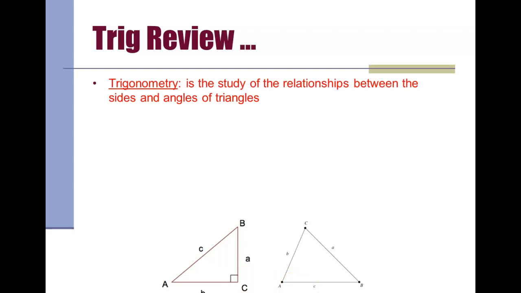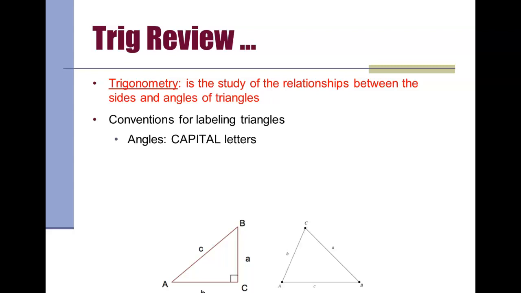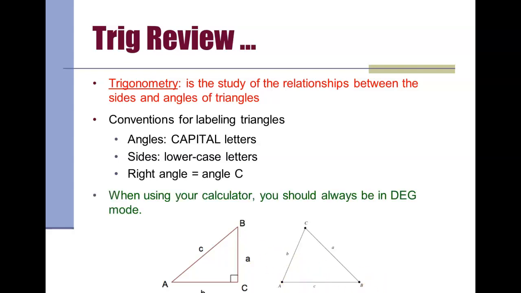All right, the first thing is the definition of trigonometry. Trigonometry is the study of the relationships between the sides and angles of triangles. We're going to be very careful to make sure that we label our triangles correctly. All of our angles are going to have capital letters, and opposite those angles will be the corresponding sides, and they will have lowercase letters. We will always label the right angle as angle C. Also in physics, we will always be in degree mode in our calculator.